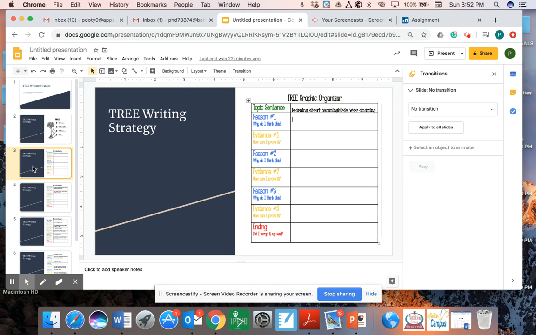So we would revisit that book and we would pull out information from it that they found interesting. So our topic sentence, which we'd probably generate together, would be something to the effect that learning about hummingbirds was amazing. All right, that gives us a way to focus our writing. So that's the T in TREE.